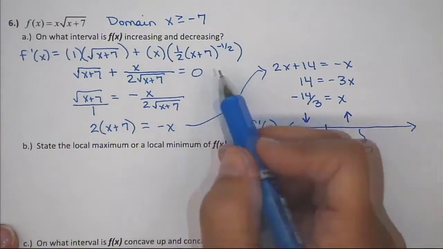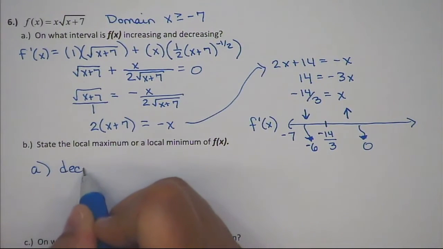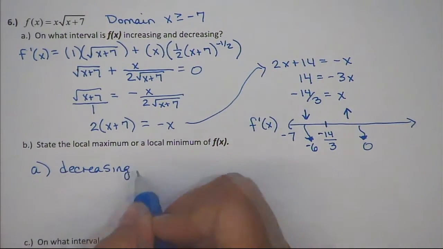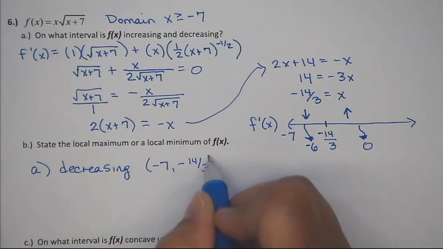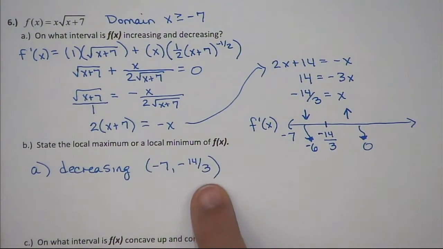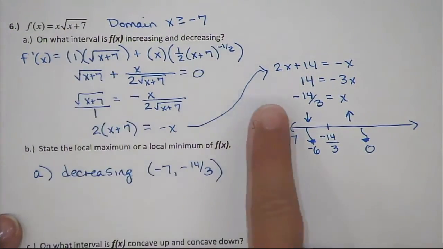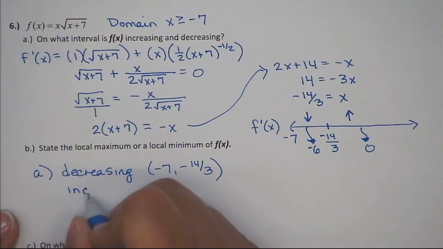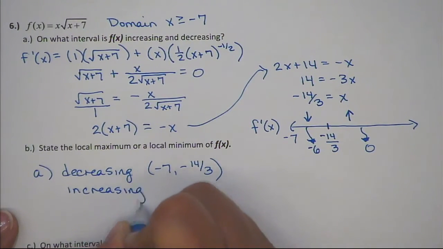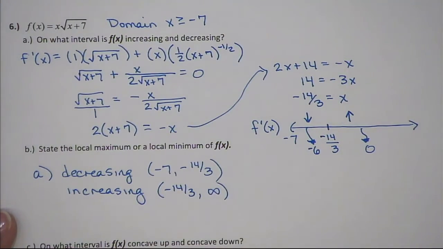Got to finish this answer up here for part A. I'm going to actually write part A answer down here. Just running out of room. So we're decreasing from negative 7 to negative 14/3. And remember, your increasing and decreasing intervals never use brackets. Even though you're allowed to use negative 7 in this function, increasing, decreasing, never use square brackets, always parentheses. All right, and then we're increasing on the other side. So negative 14/3 to positive infinity.